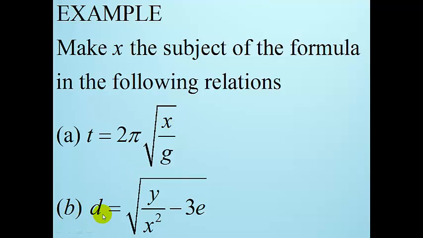Now with the example in b, we have d equals the root of y over x squared minus 3. The x that we are making the subject is also under a root. That means that we have to square both sides in order to do away with the square root sign. Now let's look at the solution to these problems.